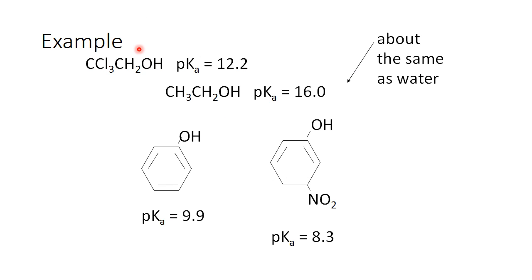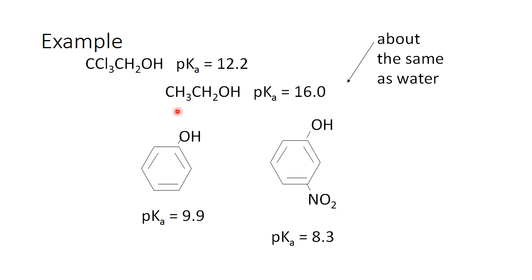Here are some more examples. Look at chlorines on the carbon versus hydrogens on the carbon, and look at the pKa. This trichloroethanol has a pKa of 12.2. The ethanol itself has a pKa of 16, which is about the same as water.